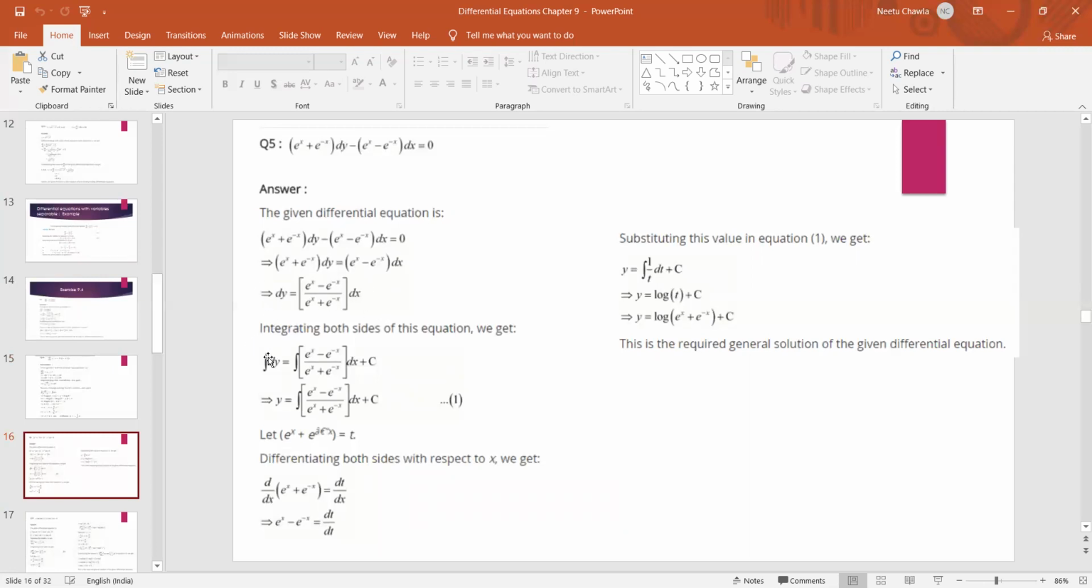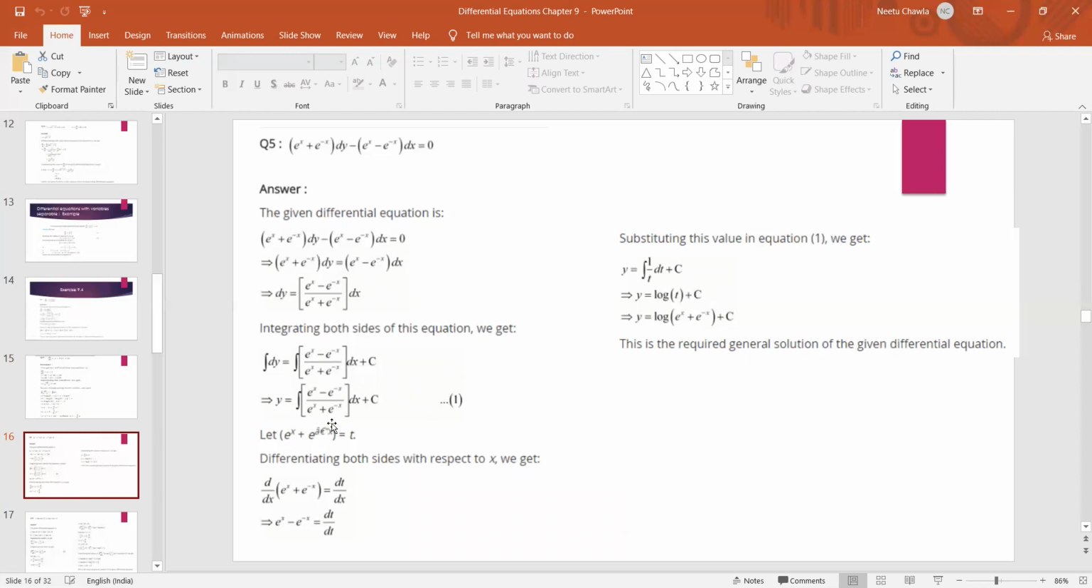And integrating both the sides, I am getting here on the left hand side y, and towards the right hand side, just see, if I take the denominator e^x plus e^(-x) as t, on differentiating I am getting the term which is in the numerator. So this becomes dt and this is t, so it is becoming dt upon t, which will give me log t. So y is equal to log t plus c.